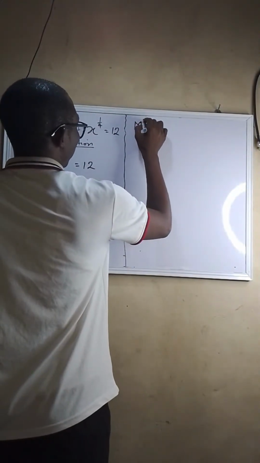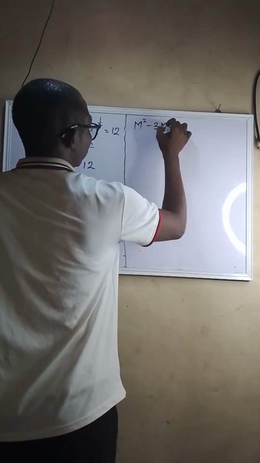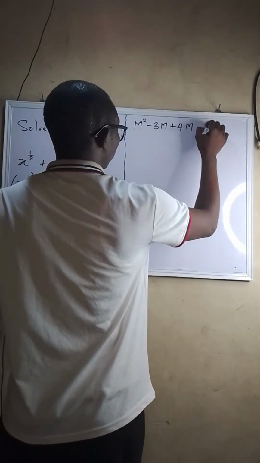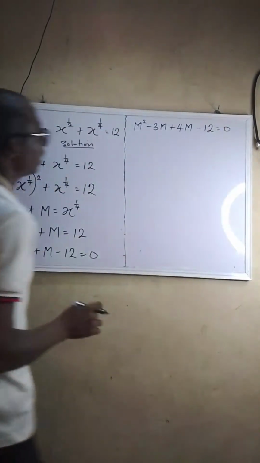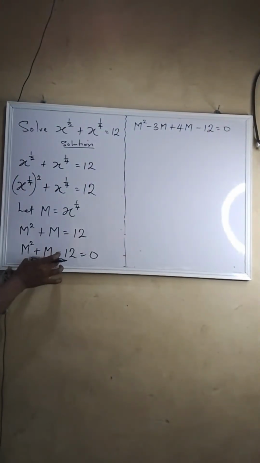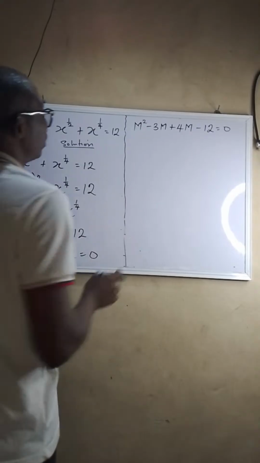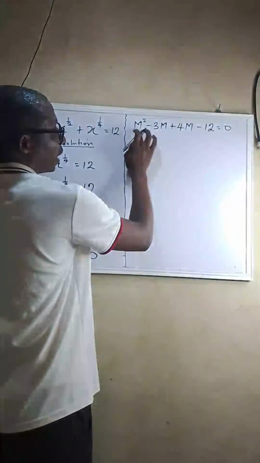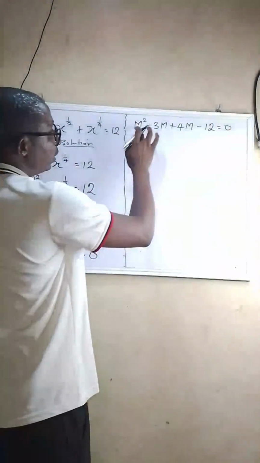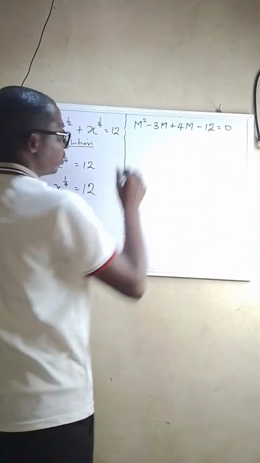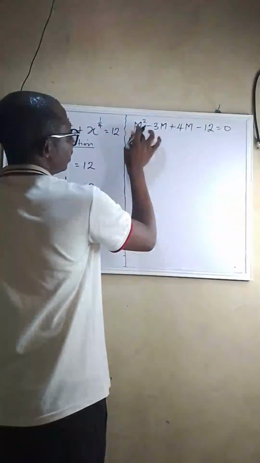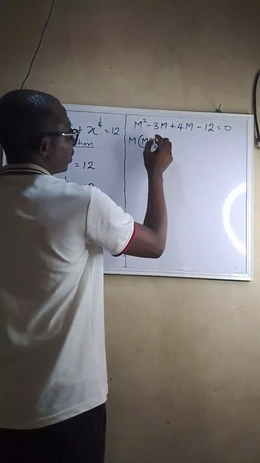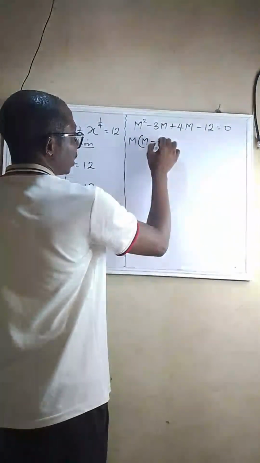m squared minus 3m plus 4m minus 12 equals 0. Can you see that now? So we just split this into 2. All right, now look at these two terms. What is the common factor? That is what can go completely in these two terms. So that is m. When you divide this by m, you will be left with m. Divide this by m, you have minus 3.